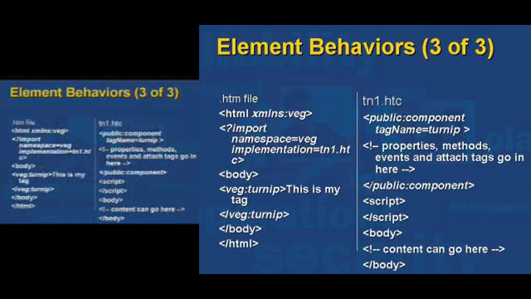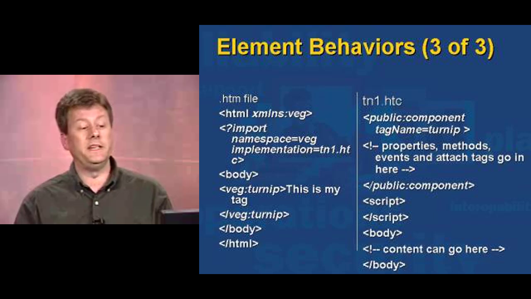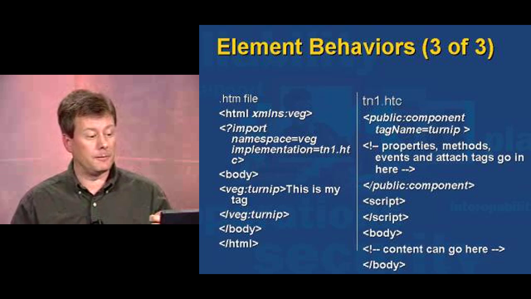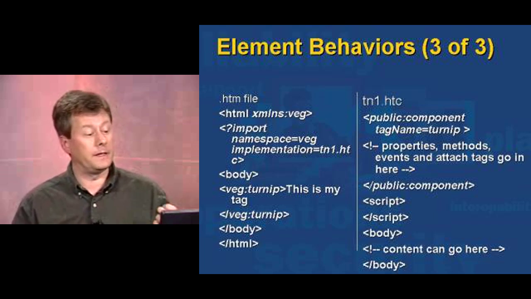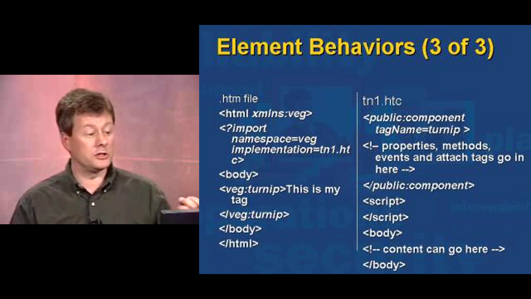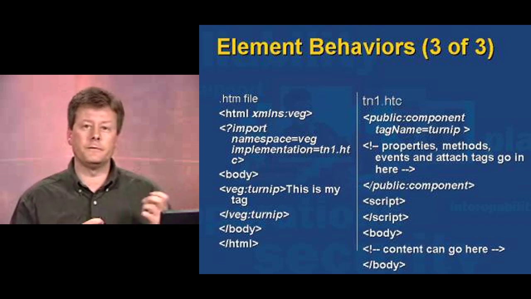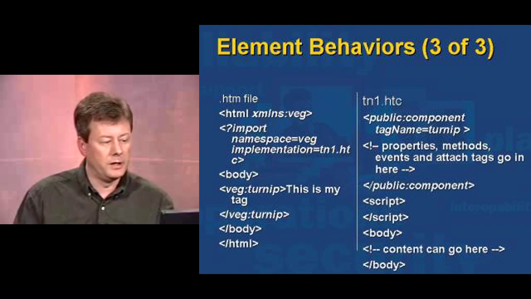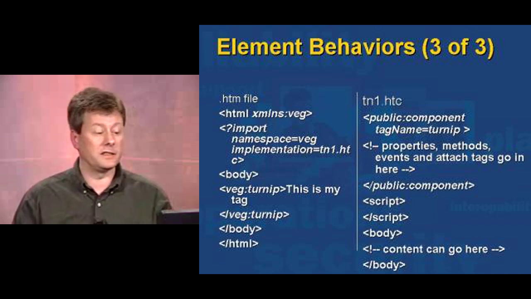And here on the left-hand side of this screen, we've got an example of the HTML file that would be using an element behavior. At the top of the file, we have the HTML tag, which is saying XML_NS:veg. So that's declaring the veg namespace for use within this document. And then we have what's new here, which is the import processing instruction.